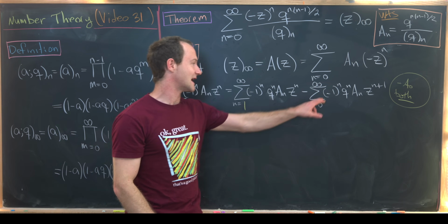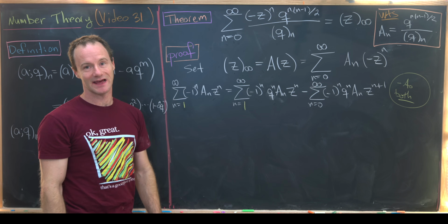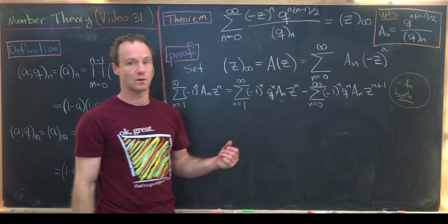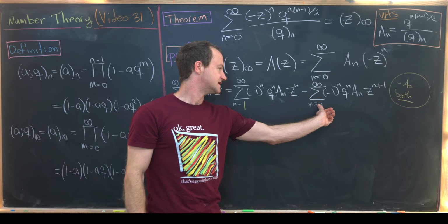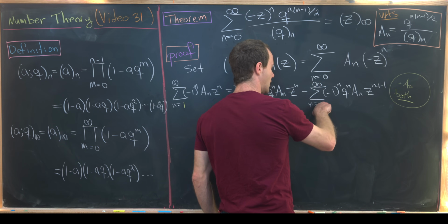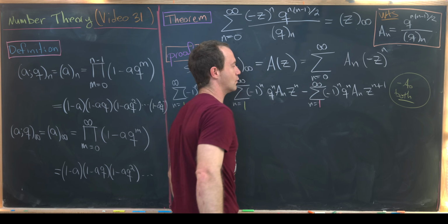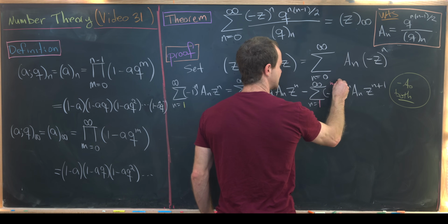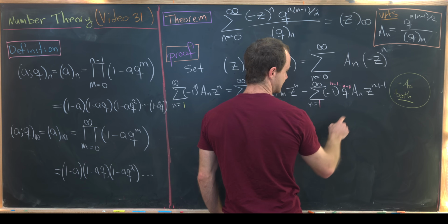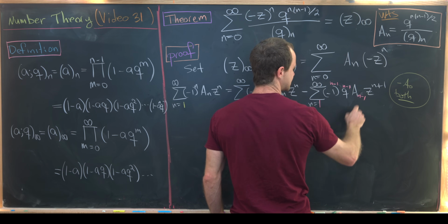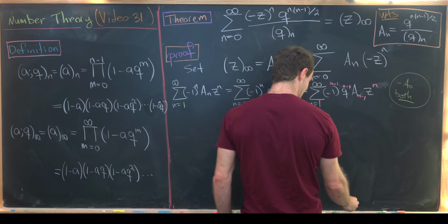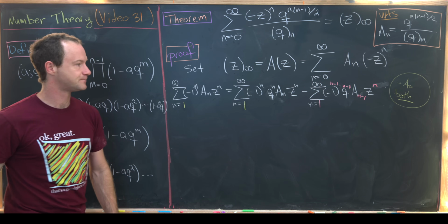Now we're going to play a game over here. We're going to re-index, so we'll replace n with n minus 1. If n minus 1 is 0, that means n is 1, so we'll start here at 1. But that means all of these are going to change. This will change to n minus 1, so will this, so will this. And then this will change from n plus 1 just to n, like that.